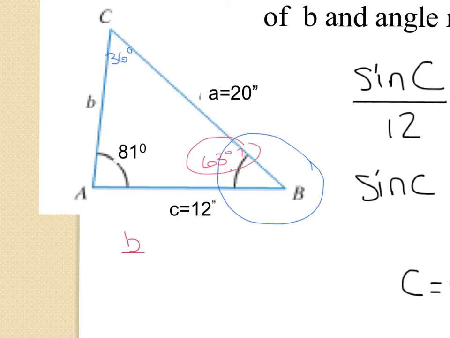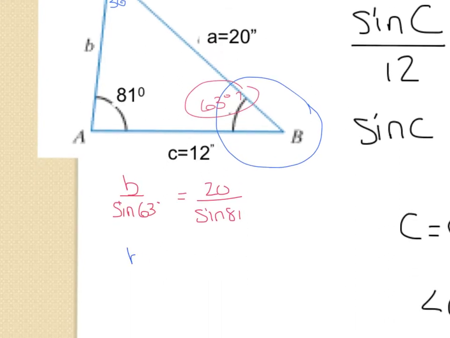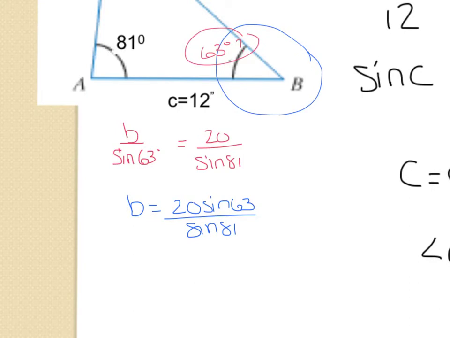So let's solve for little b. Notice that this time I'm going to put it at the top. I'm going to set up b over sine B equal to 20 over sine 81. And then let's do b equals 20 sine 63 over sine 81. All right, good. B equals 18.04 inches. I know that because of these symbols here.